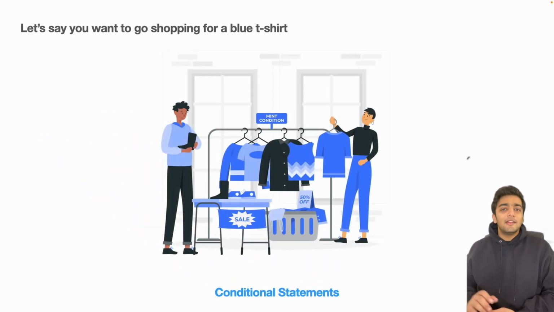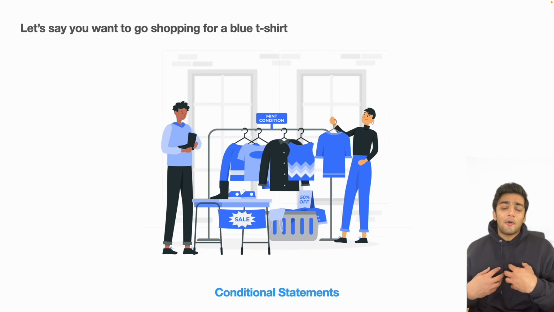Just imagine that you've gone out for shopping and you want to shop for a blue colored t-shirt. So, what are the conditions on the basis of which you'd actually make your buying decision? There's two basic conditions, at least for me, right? Number one, the t-shirt needs to be blue. Number two, the t-shirt has to be available in my size.